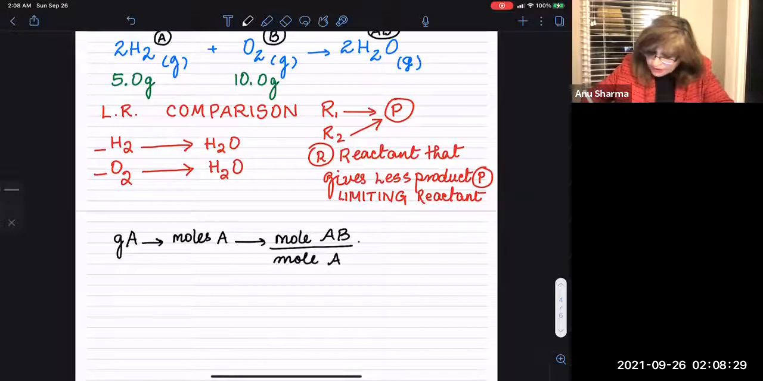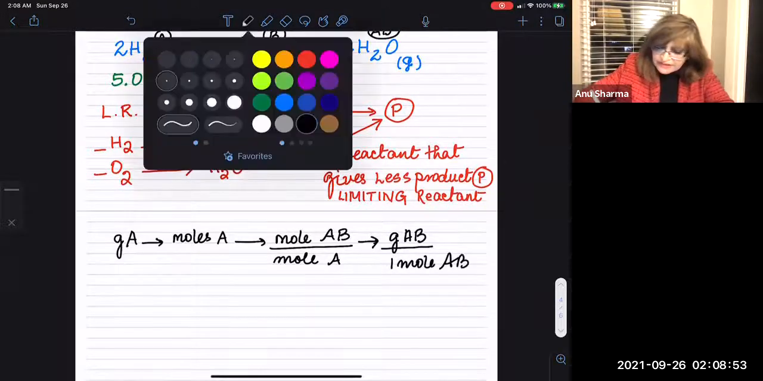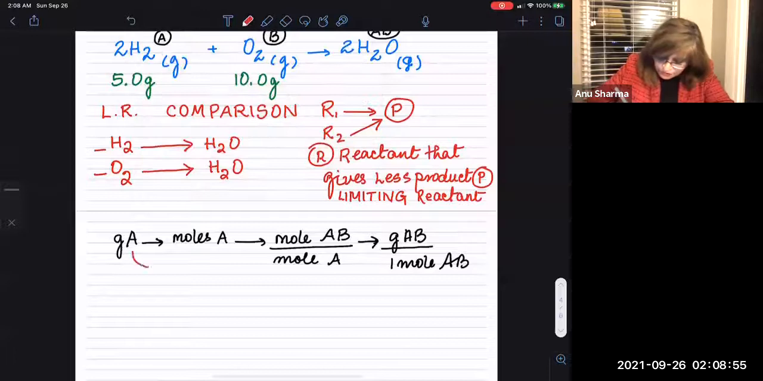And you convert the moles to, sometimes people stop here also. Sometimes we are just calculating moles, so you can stop here. But if the question is asking how many grams of water can be produced in theory, we are going to take the grams of AB over 1 mole of AB. As usual, you will see that A goes to A. Here you are going to use the molar mass.